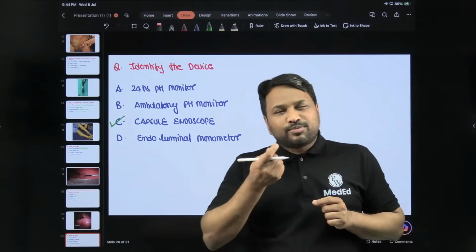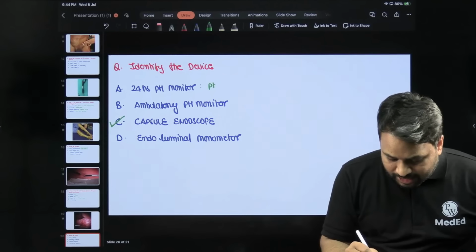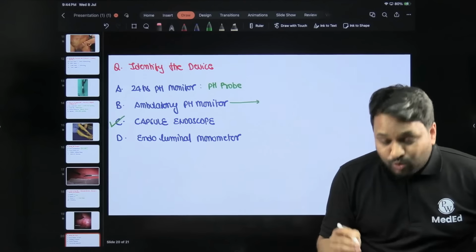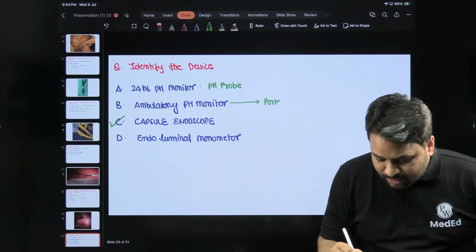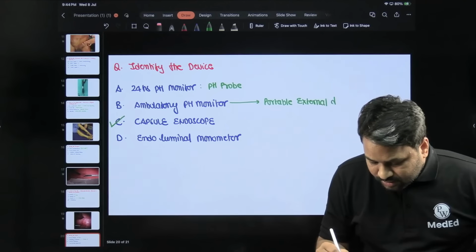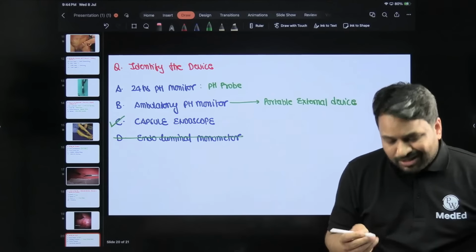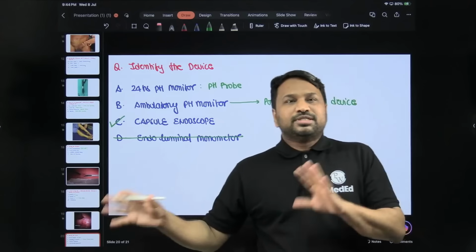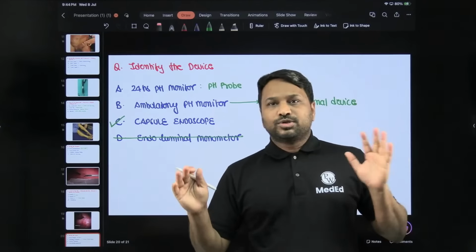For a 24 hours pH monitoring, you have a pH probe. There is no pH probe here, right? For an ambulatory pH monitor, you have a portable device attached to the body. So there has to be a portable external device. This is a portable external device which is not seen. This is a capsule endoscope. Endoluminal manometer is basically a hoax, right? It is a false or misleading option. There's nothing called an endoluminal manometer. So the answer to this question is going to be capsule endoscopy, right?